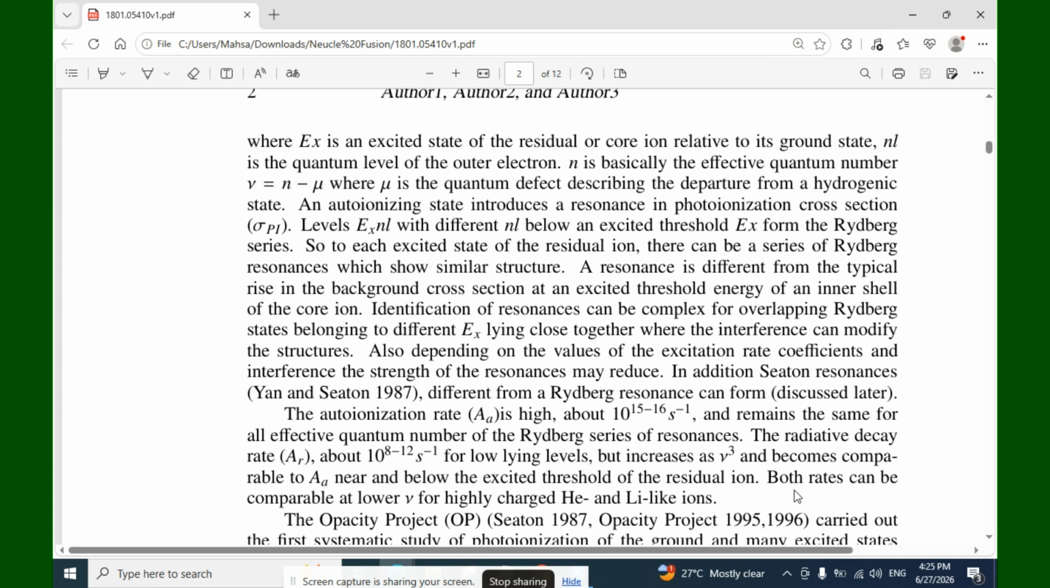Identification of resonances can be complex for overlapping Rydberg states belonging to different E_X lying close together, where the interferences can modify the structures. Also, depending on the value of the excitation rate coefficients and interference, the strength of the resonances may reduce. In addition, Seaton resonances, Yu and Seaton in 1987, different from the Rydberg resonance, can form, discussed later.